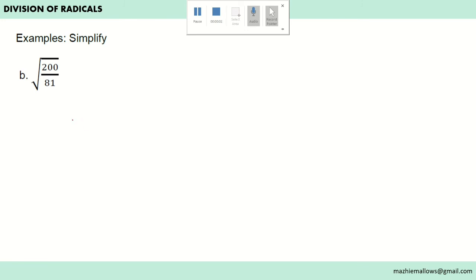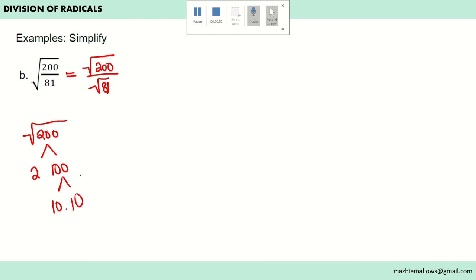Okay, let's have our last example. So, pwede uli natin i-simplify ang letter B, square root of 200 all over 81. So, same ulit. That is simply square root of 200 all over square root of 81. So, in square root of 200, pag finactor natin siya, using prime factorization, that's 2 times 100. And ang 100 is 10 times 10. So, pwede nating isulat siya gamit ang product rule for radicals, that is square root of 10 squared times 2.